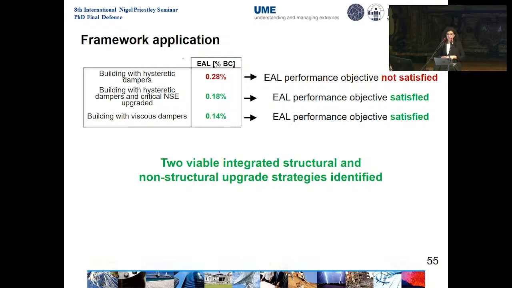Now, for the building with viscous dampers, on the other hand, we are able to achieve our expected non-loss performance objective without the need to implement any non-structural upgrade. So basically, this is telling us that for this case, viscous dampers are more effective in terms of seismic loss reduction compared to hysteretic dampers. So we have obtained our output that are 2 viable integrated structural and non-structural upgrade strategies.